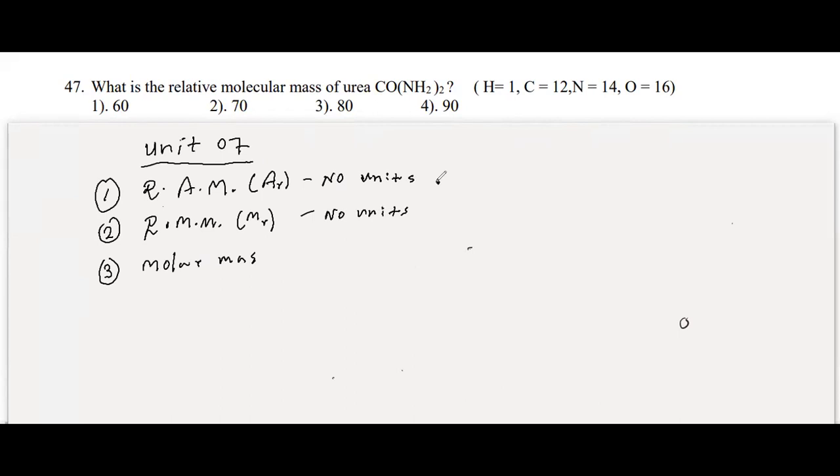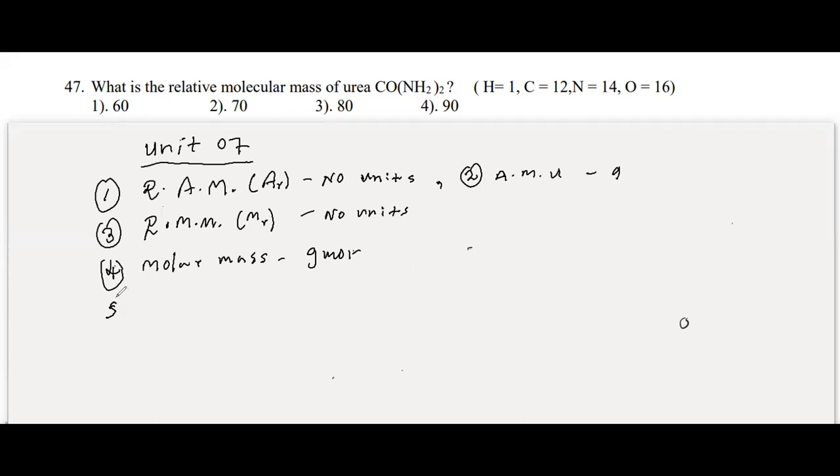Under RAM you should know one more thing. I'll write it here: number 1, relative atomic mass; number 2, AMU, atomic mass unit; number 3, and number 4, molar mass. So atomic mass unit has units, but relative atomic mass has no units. The molar mass has the unit grams per mole. AMU also has units, it's in gram.